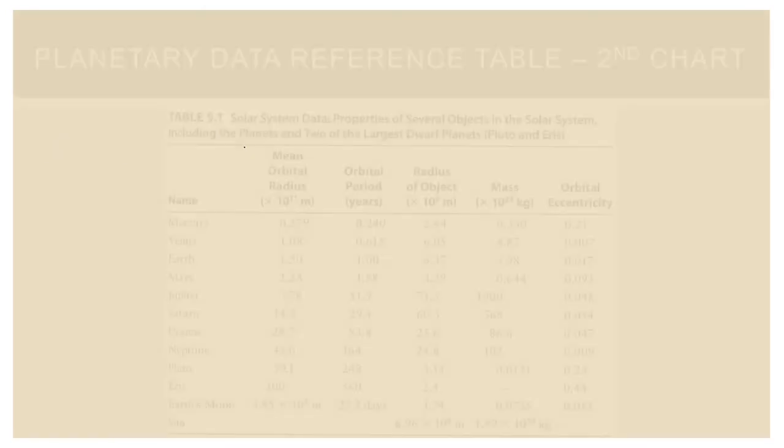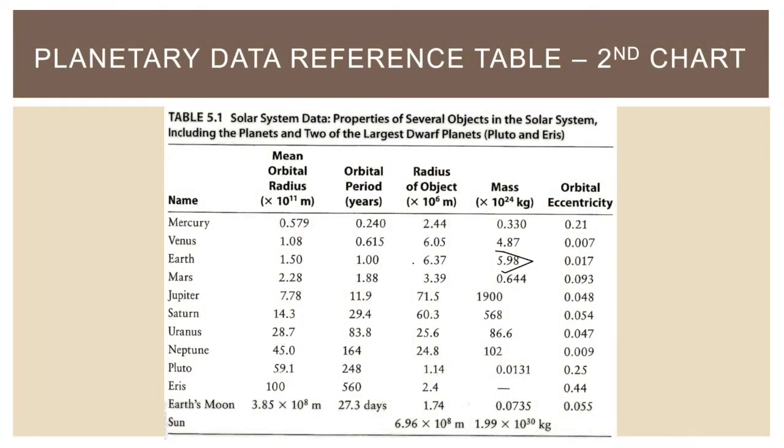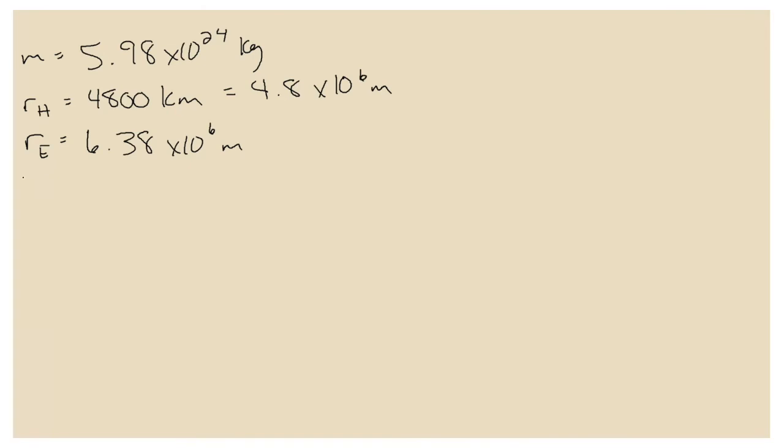Now, I just want to go back to this chart for a second, because I know this particular chart says 6.37, but basically every other chart, including the other one on this planetary data reference table, says 6.38, and that's the number I always have in my head, so that's the one I'm going to use. At the end of the day, it doesn't really matter that much.